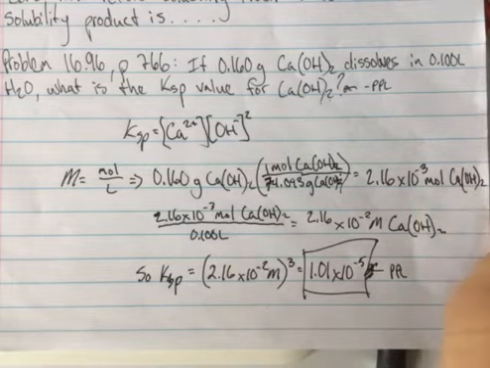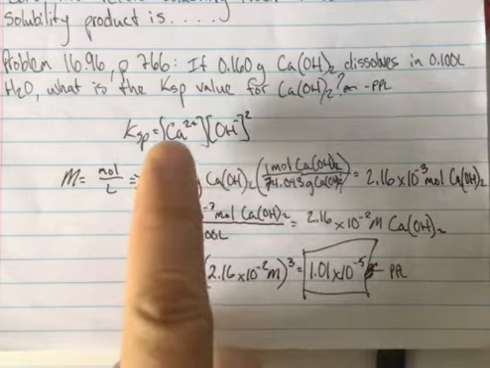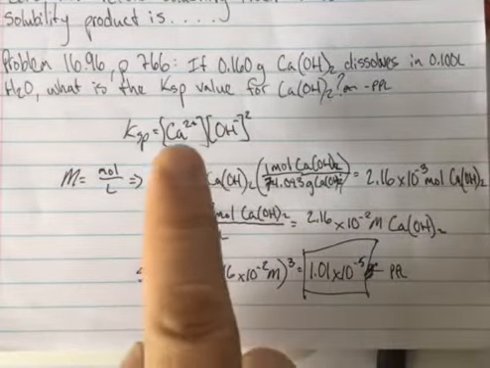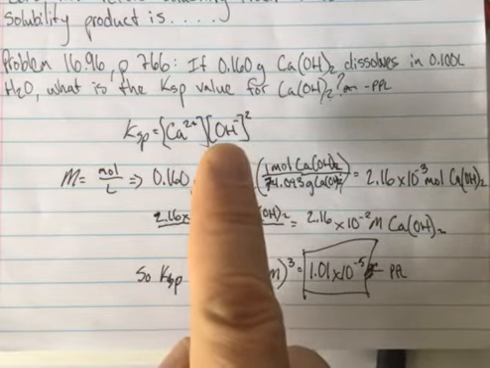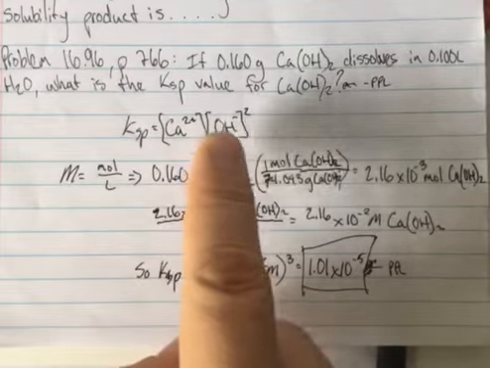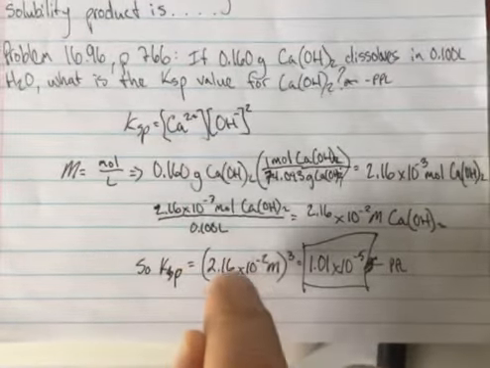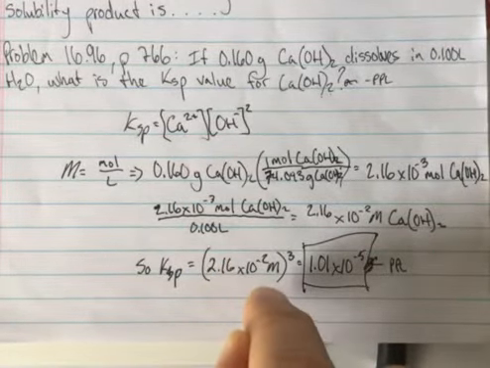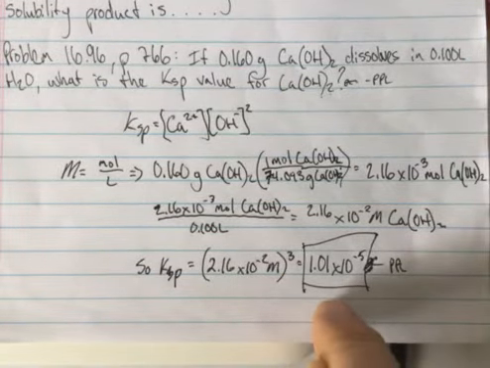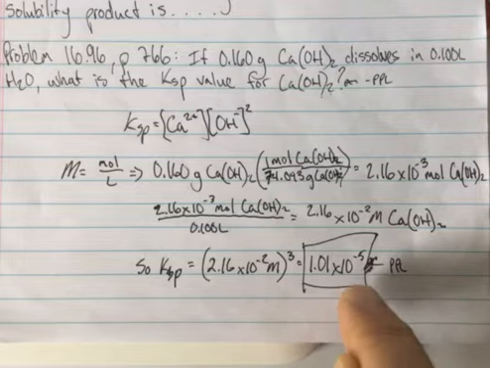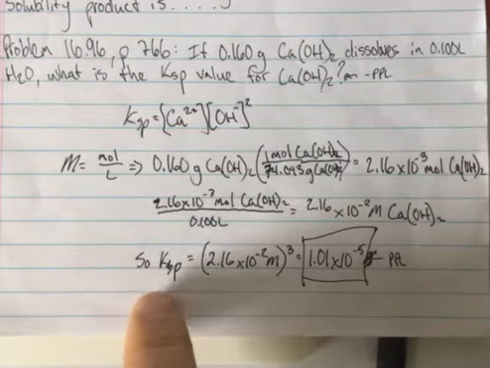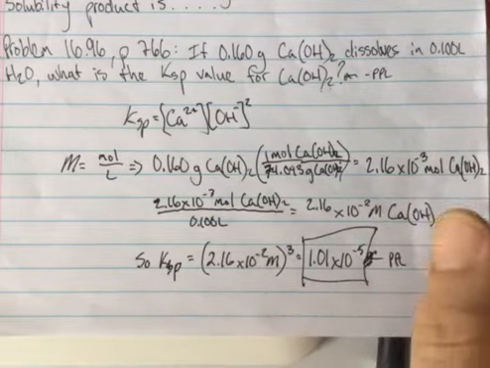So if we want to solve for the KSP, we actually have to take the concentrations of each one of these ions and multiply them all out. In other words, 1 concentration here, 2 concentrations, 3 concentrations. So that means 2.16 times 10 to the minus 2 molar cubed. That's going to leave us with 1.01 times 10 to the minus 5. Remember that KSP is assumed to be unitless.